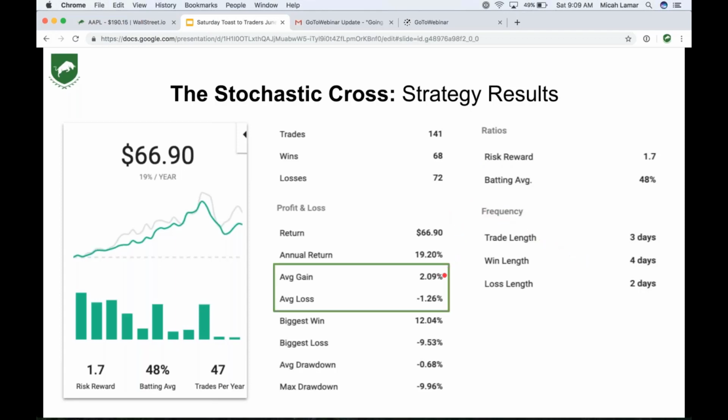Again, the average gain is a little over 2%, and the average loss for stochastics is just over 1%, about negative 1.25. And this relationship right here is what generates such a good risk reward. So you can see again the average gain being over 2, and the average loss being just over negative 1 or 1.25 means that you're going to be making a lot more than you're losing when it doesn't work out. And again, the win length being 4 days means that it's going to be a very fast strategy. So that's a little recap of the stochastics cross. I like stochastics, but I like the next indicator better.